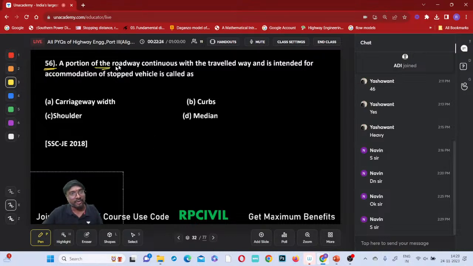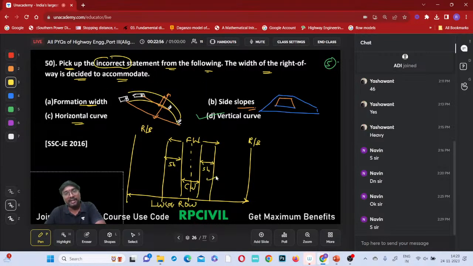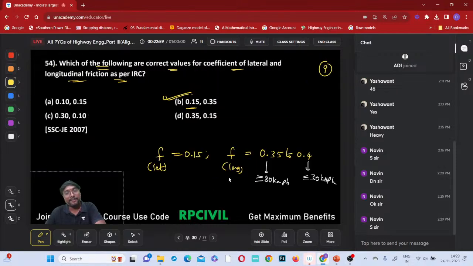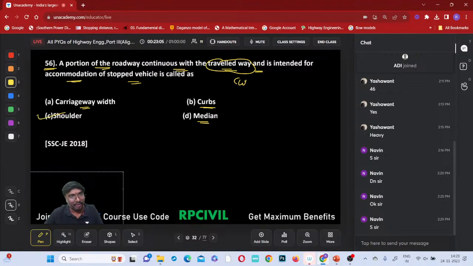The portion of the roadway continuous with the travelled way, intended for accommodation of stopped vehicles. On the curb we cannot stop our vehicle, on the median we cannot stop. The travelled way is nothing but your carriageway, and along with the carriageway the shoulder is present. That shoulder is useful for stopping emergency vehicles, yes, absolutely. Shall I move to the next question, the 57th?